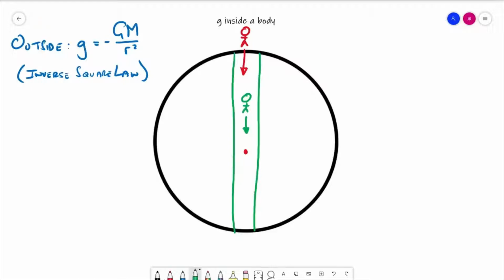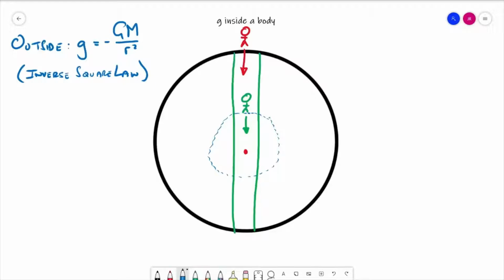But now, rather than the entire mass of the body pulling us down towards the centre of mass of the Earth, what we're left with is the mass of whatever is in between us and that centre of mass. So we're just left with the mass of that dotted blue circle. I know it's a circle, but you need to imagine that in 3 dimensions it is a sphere.